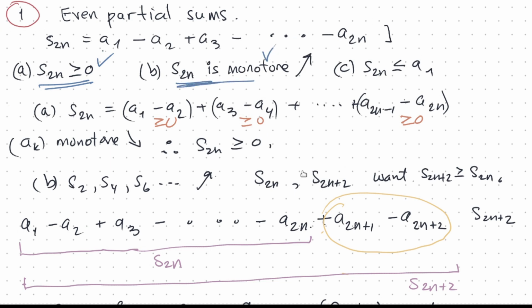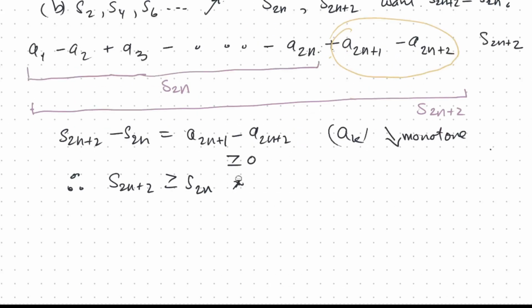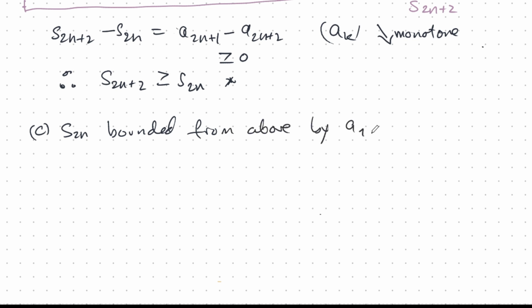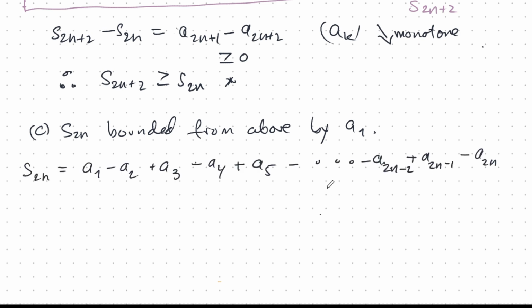Ta-da. And now we just have to prove that S2n, the even partial sums, are bounded. So S2n is bounded from above by A1. Okay, so I can start by writing out some terms. There we go. I wrote all these terms out explicitly all the way up to A2n.